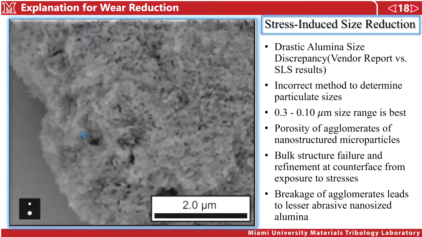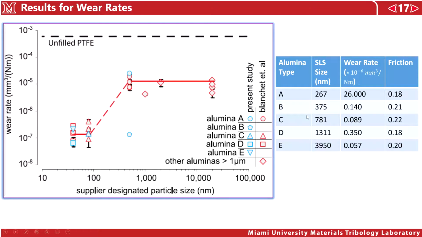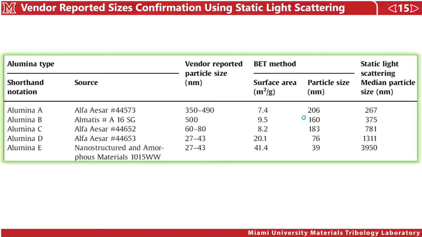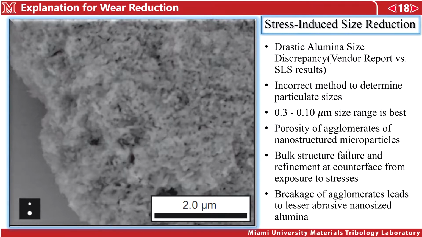Now, the research group suggests that what's going on actually is that the alumina microcomposite is basically the actual size of the alumina as stated in this table, 3950 nanometers. So alumina C, D, and E have approximately very high sizes: 0.7 micrometers, 1.3 micrometers, and 3.9 micrometers.